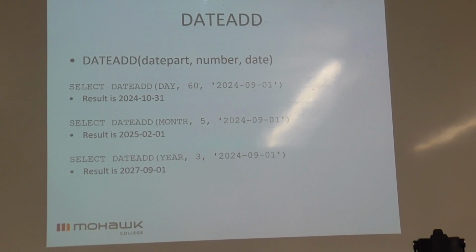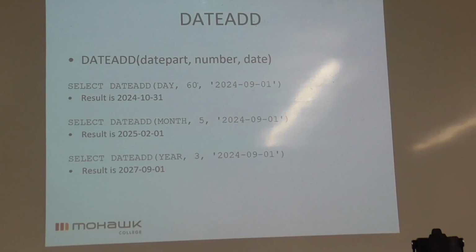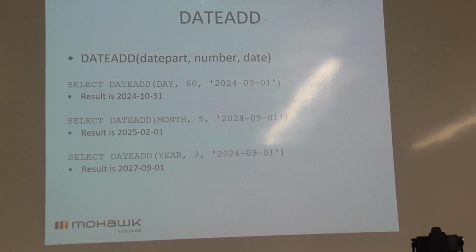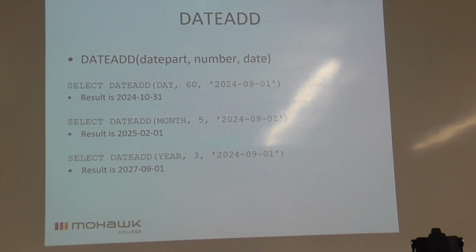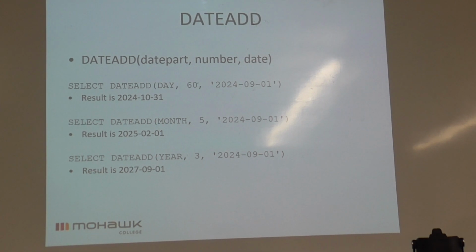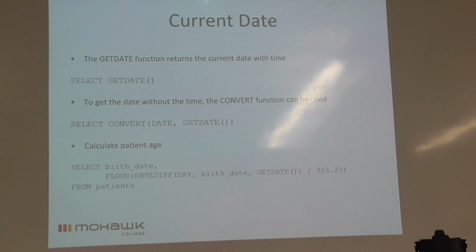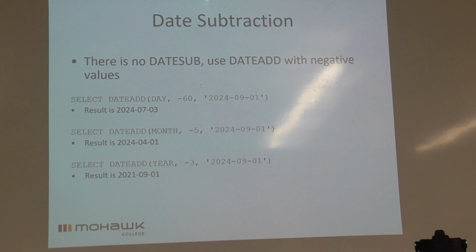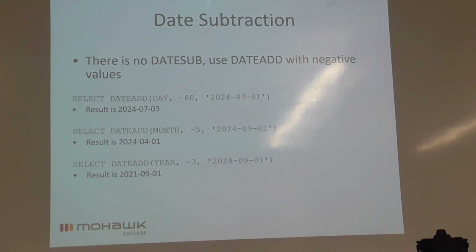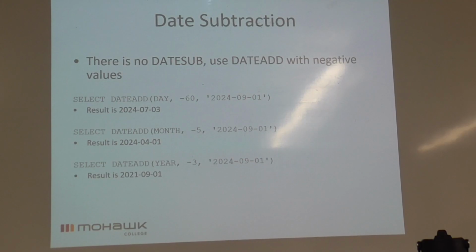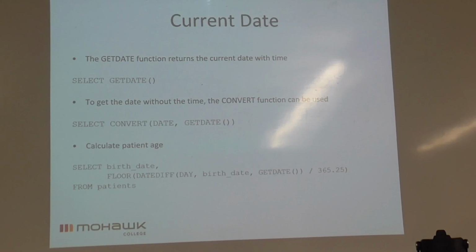Date add is your way of taking a date, a formatted thing, and adding a certain number of another time unit to it. And guess what, folks? It also does subtraction, but you have to make the value negative. Make sense? Any questions? Good.